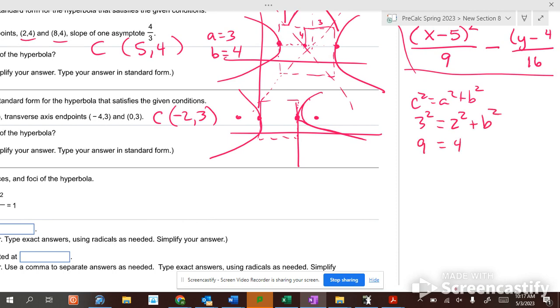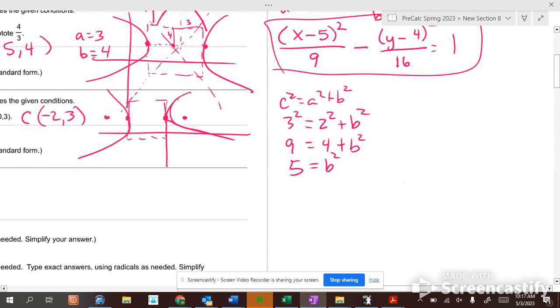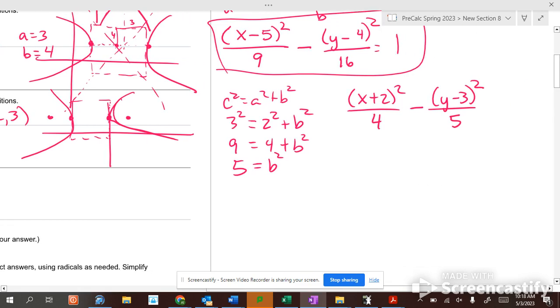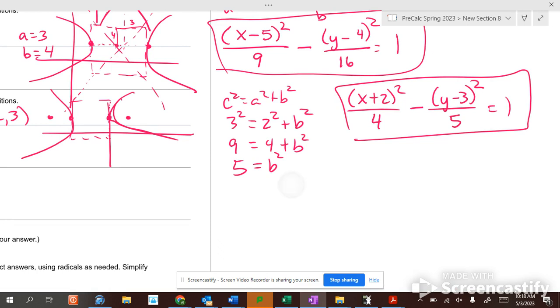So 9 equals 4 plus b squared. So b squared must be 5. Do I have to write b as the square root of 5? Not when I'm making an equation, because it's x minus the x value squared over a squared minus y minus the y value squared over b squared equals 1. Okay? So it depends on what they give you.